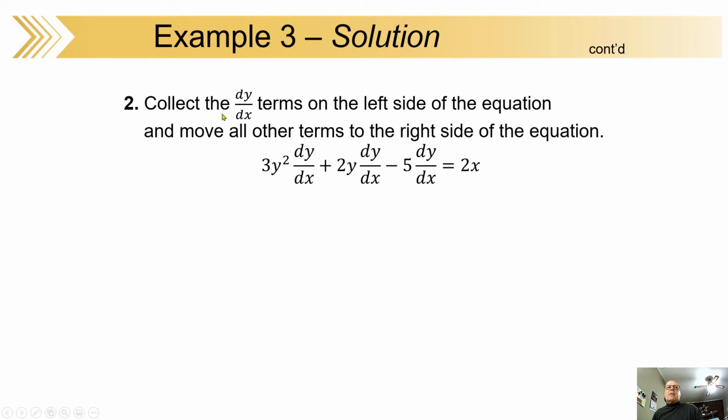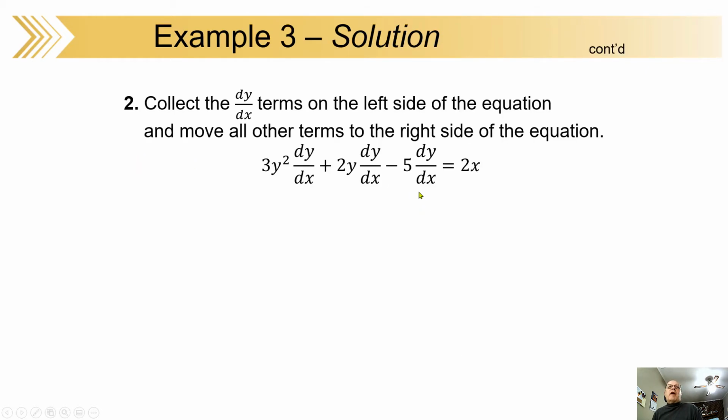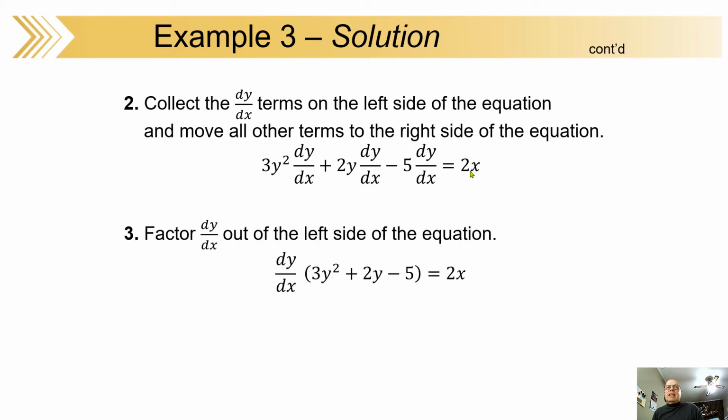Next, once you've got all those, notice back here you had some terms that had dy dx and some terms that didn't. So you move all the terms that have dy dx in them to the left hand side, everything else to the right hand side. Next, you're going to factor out that dy dx like this.